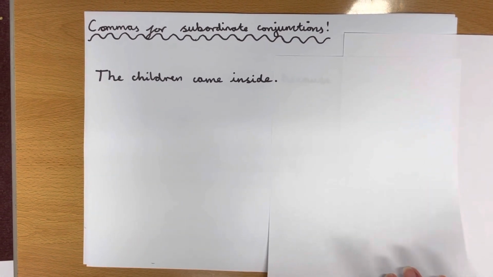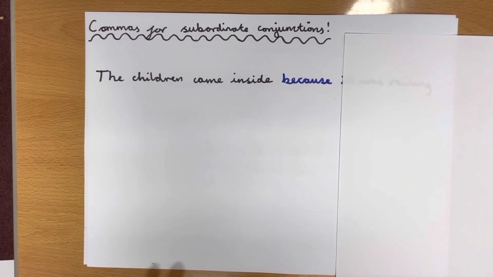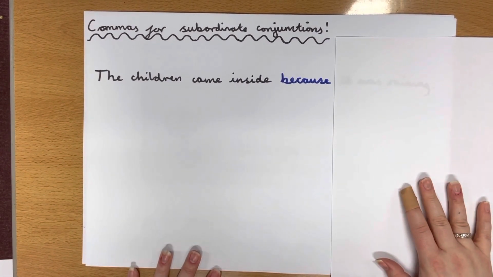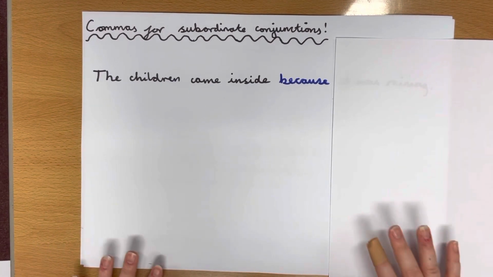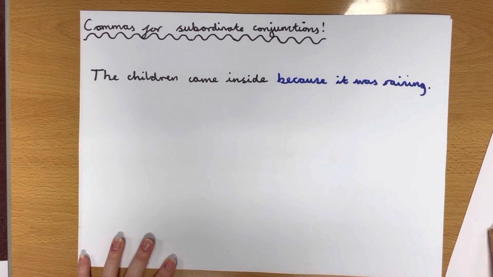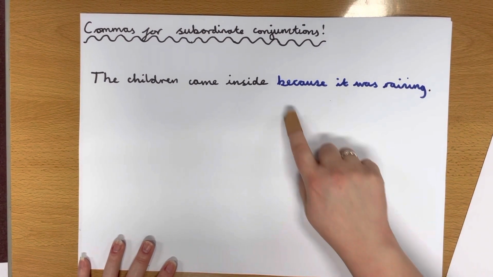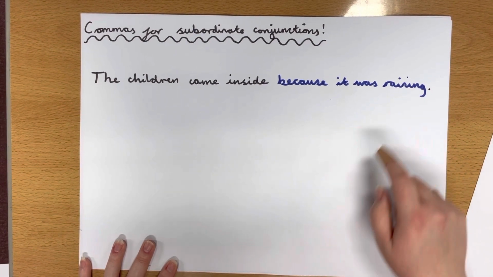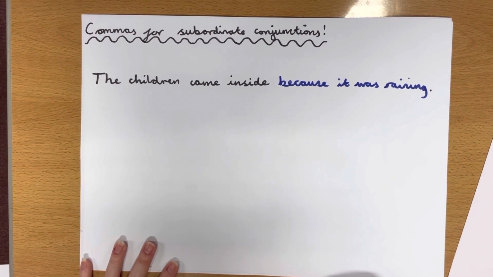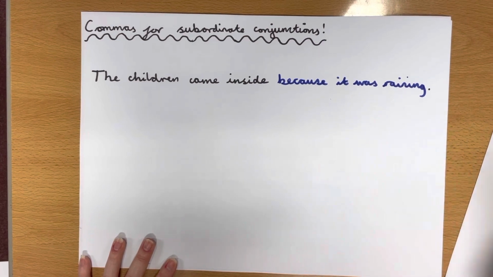Now, what we're going to do is add a subordinate conjunction here. So we've got because: the children came inside because, and we're going to add extra information. So the children came inside because it was raining. Now, this here is our subordinate clause. It doesn't make sense on its own, because it was raining. It's not a full sentence.